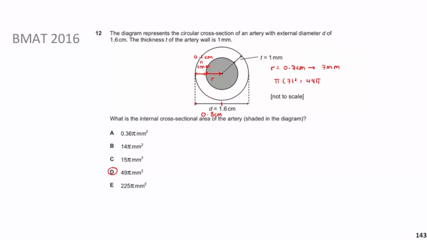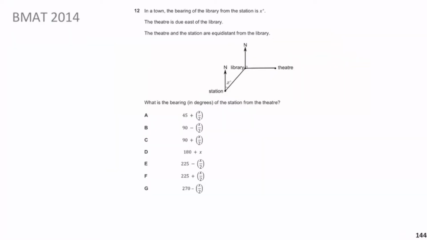Alright guys, so previously we were looking at this question, BMAT 2016 question 12, working out the internal cross-sectional area of this artery. But now guys, we're going to move on to a different question, BMAT 2014 question 12.